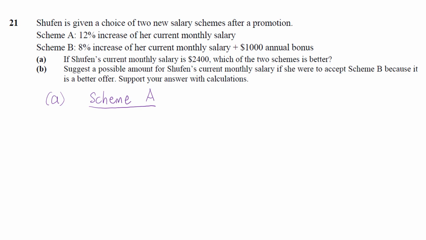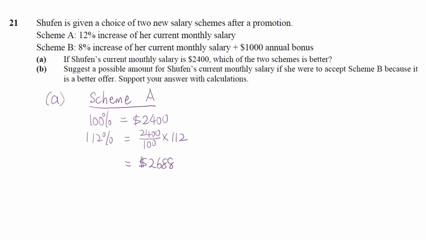Right, so a 12% increase of the current monthly salary means we are finding 112%. The 2,400 represents 100%. So 100% is equal to 2,400. An increase of 12% means we're finding 112%, which is 2,400 divided by 100 times 112. That is 2,688. So under Scheme A, Su Fen's new monthly salary will be 2,688.